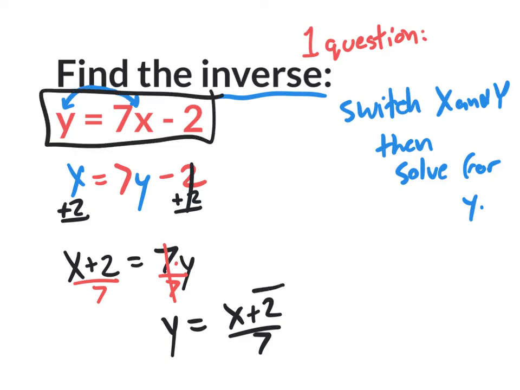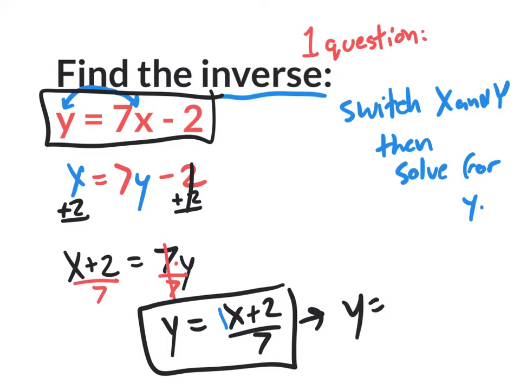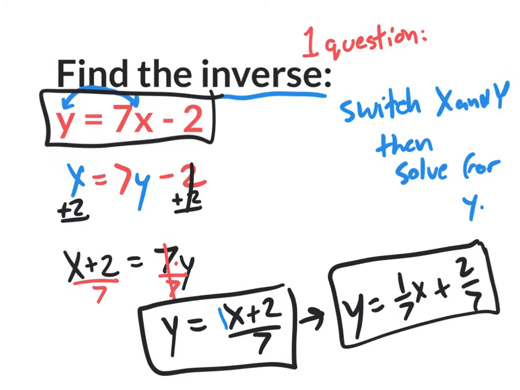However, on the multiple choice, it might not be written like this. They might split the denominator to each of the terms. There's no advantage to doing that right now, but if they did, recognize that there's an invisible 1 in front of the x. So it could be rewritten like this: y equals 1/7 x plus 2/7. This is also the same exact answer. It's just written differently. Either one of those is fine. There's going to be one question on finding the inverse.